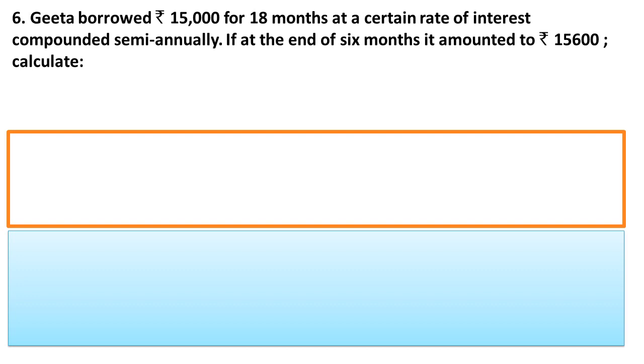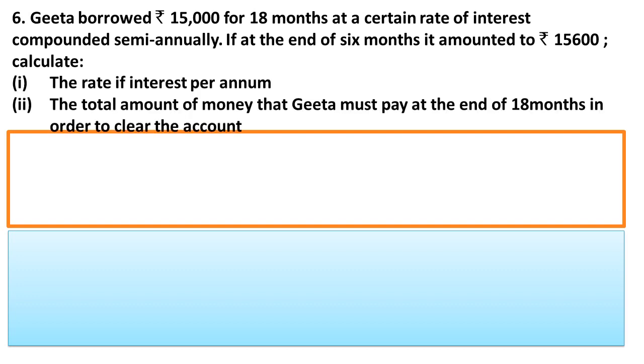So at the beginning of the year, Geeta invested rupees 15,000, and as it is compounded half yearly, the meaning of the word semi-annually is half yearly. At the end of the first half year, the amount is equal to rupees 15,600. So let us calculate the difference between the amounts, that leads to rupees 600. So 600 is the interest for the first half year.